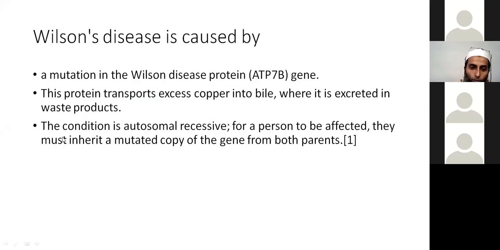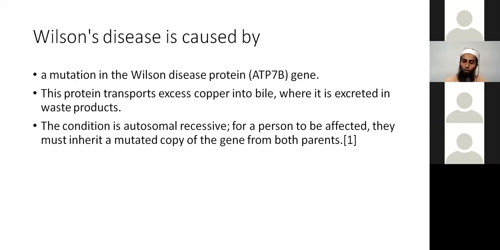Now, what is the mutation? The mutation happens in the Wilson disease protein, the ATP7B gene. There is a protein which has to do with copper, and that gene is ATP7B. What it does is simply excrete the excess copper in our bile. So when it is affected, of course, the copper cannot be excreted.